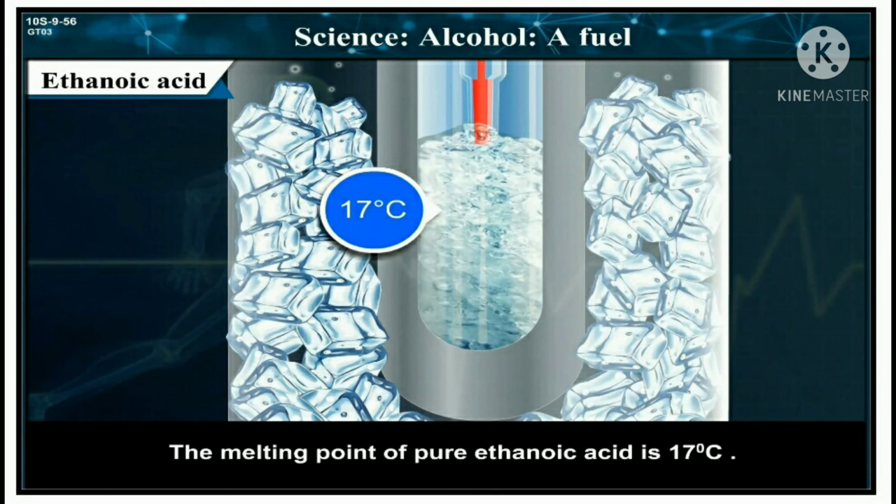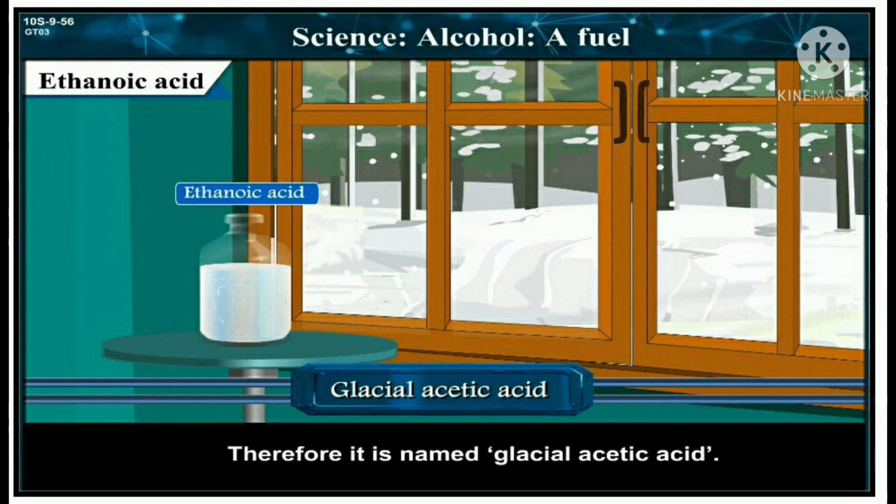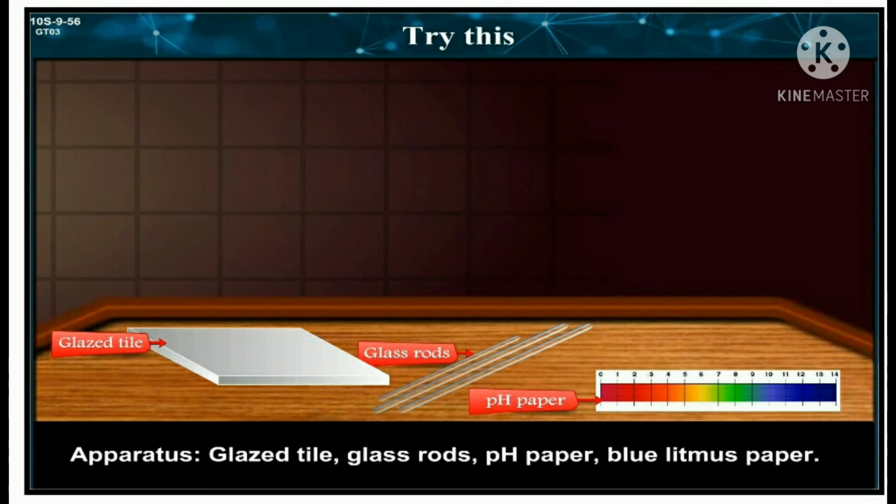The melting point of pure ethanoic acid is 17 degrees Celsius. Therefore, during winter in cold countries, ethanoic acid freezes at room temperature and it looks like ice. Therefore, it is named glacial acetic acid. We will perform one activity.